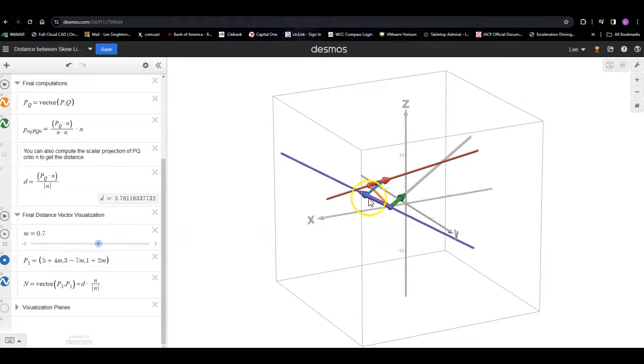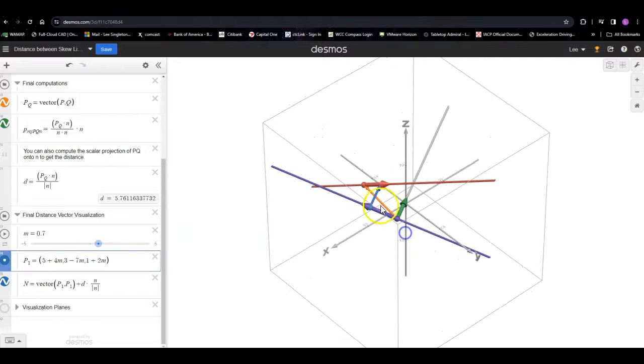So that vector there will be exactly that same length, down here, as the distance that we already found from before. So that was my answer. It just wasn't in the right spot. So now we can move it and get it over there in the right spot to look at it.